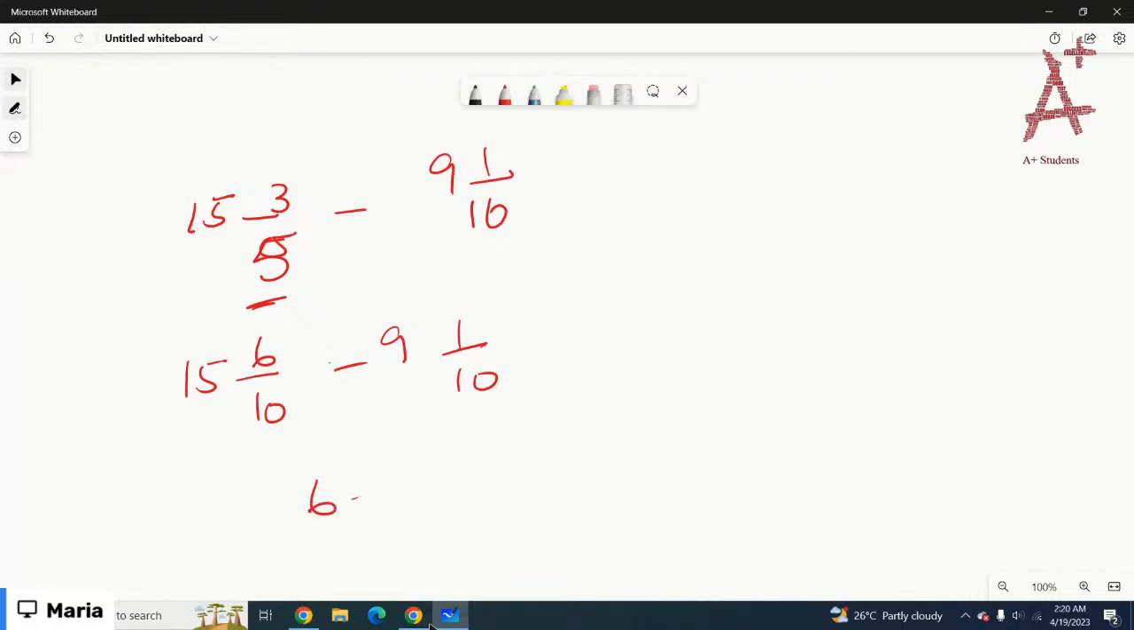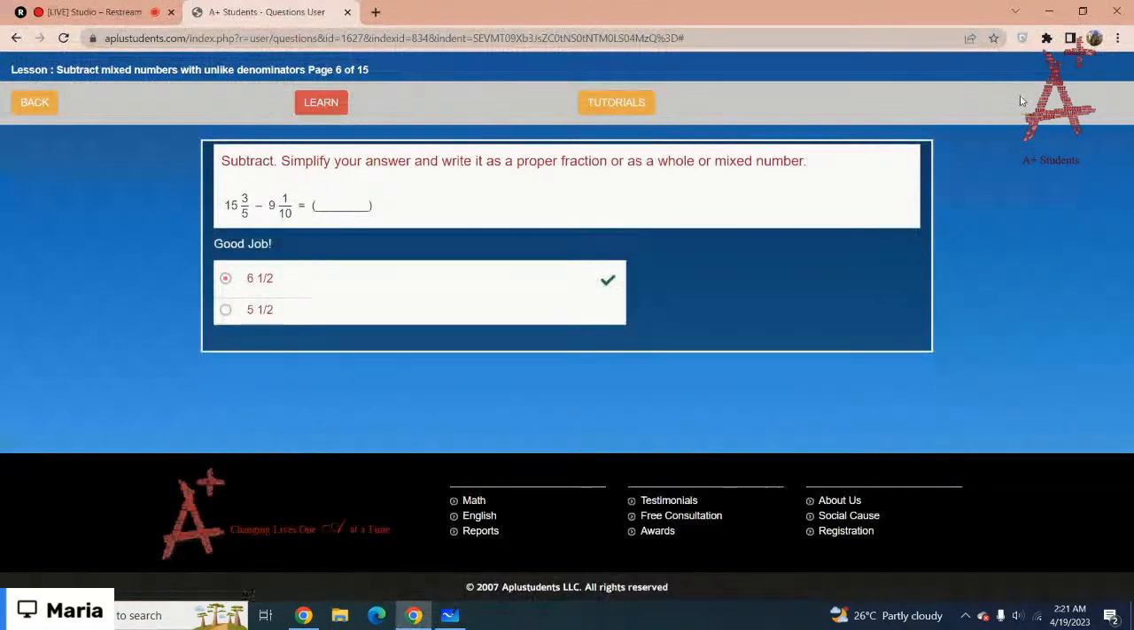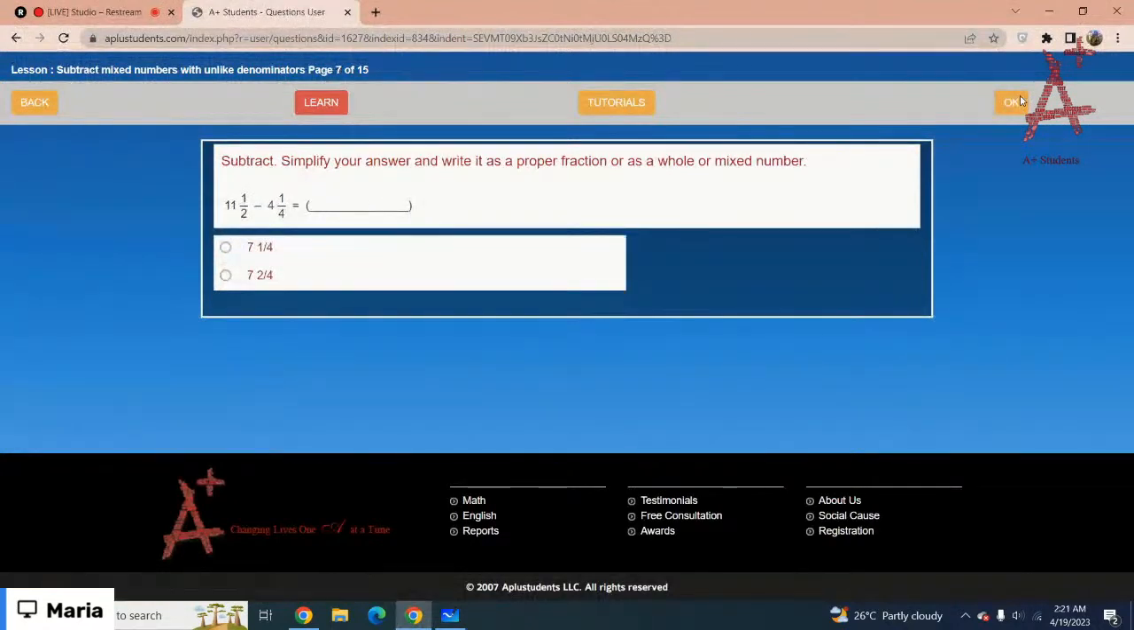15 minus 9 is 6 and 6 minus 1 is 5. So it would be 6 whole 5 over 10. Got it? You can divide the fraction by 5. So it would be 6 whole 1 over 2. The correct option is 6 whole 1 over 2. Okay, you can complete the test by yourself later today. Let me just move on to the next lesson.